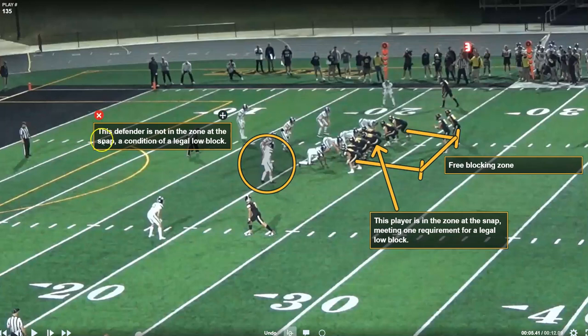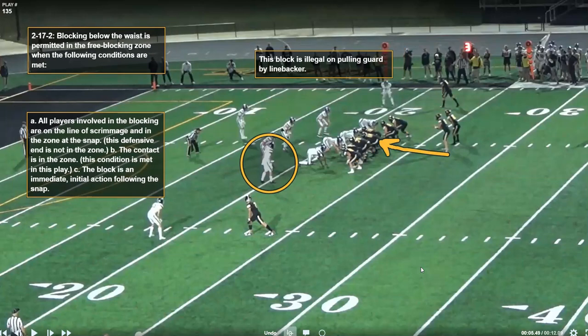So they talk about here, this defender is not in the zone, so he cannot be blocked low. Free blocking zone is right here. This player is in the zone at the snap. That's one requirement for a legal low block. The next one is it has to be in his initial charge, and he pulls, so there's no way that's going to be legal as well.